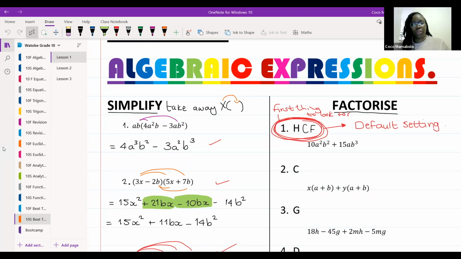Yes. I thought you were talking about the calculator, so I thought of saying degree. Oh, okay. No, not that. We just meant, what is the default setting when factorizing? We always start with the HCF. And then... I found the answer, next one. Common brackets. Good, that's it.